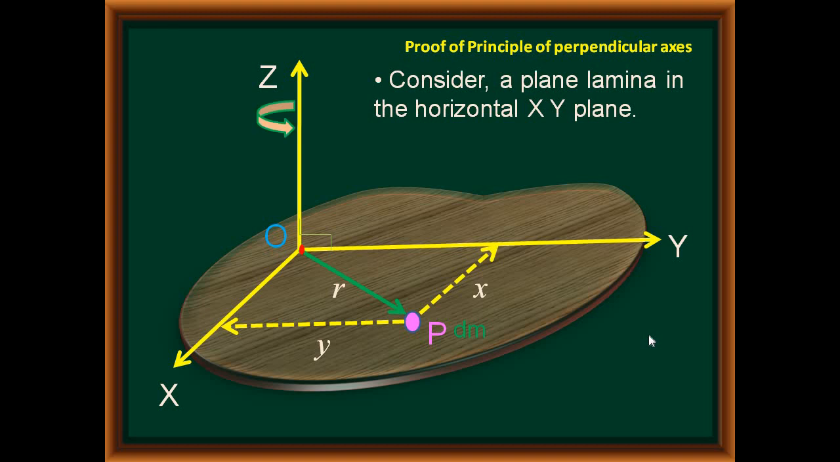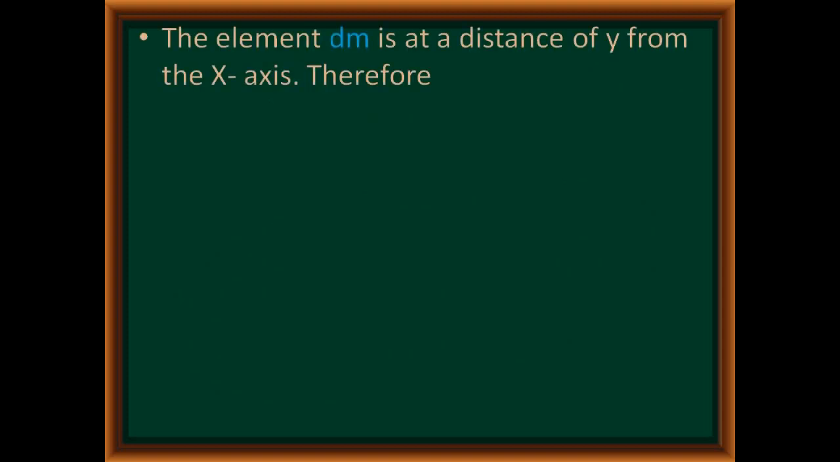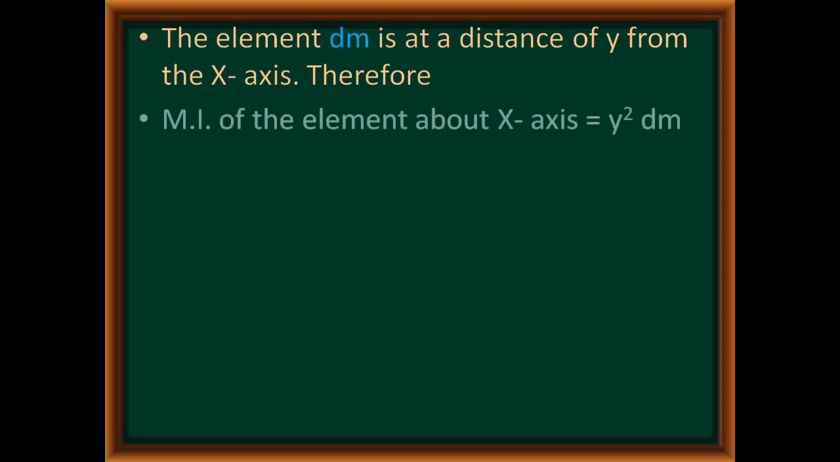Now the axis of rotation is z. This lamina is rotating about an axis of rotation along the z axis intersecting at point O. The element dm is at a distance of y from the x axis, therefore we can write the moment of inertia for the element about the x axis, that is equal to y square dm. This is according to the definition of the moment of inertia, mass into square of the distance. Now this is the moment of inertia for the element having mass dm for the x-axis.